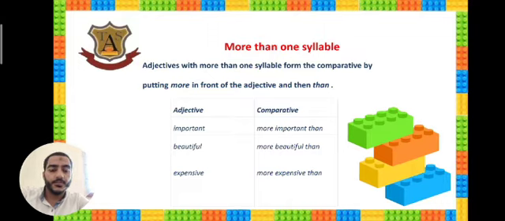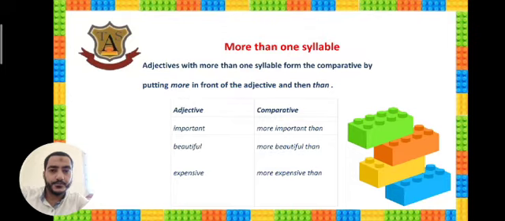For example, happiness is more important than money, or than having money. So we did a comparison here between happiness and money. More important than. Why did I add more? Because this adjective has more than one syllable.